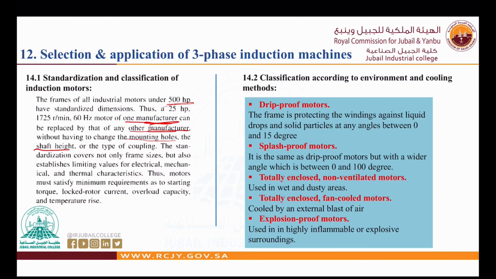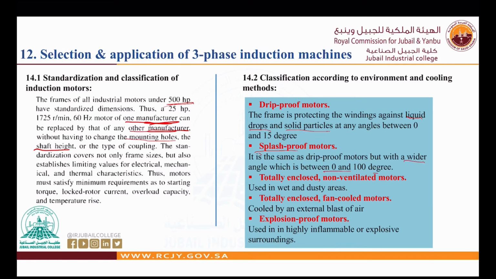Now, classifications according to environment and cooling method. We have five types of induction machines according to the environment and cooling method. We have drip proof motors, which protect the motor winding against liquid drops and solid particles with an angle between 0 to 15 degrees. Then the splash proof motors are the same, but with a wider range from 0 to 100 degrees.